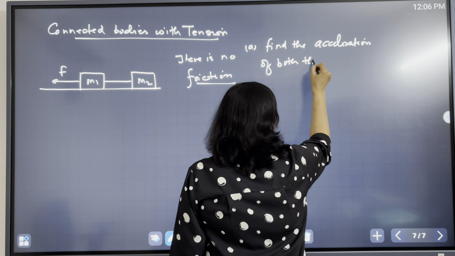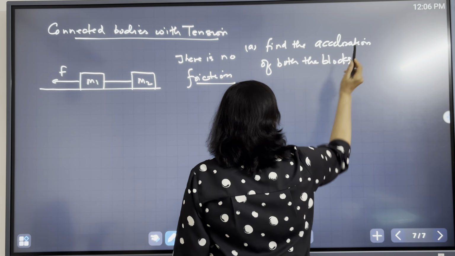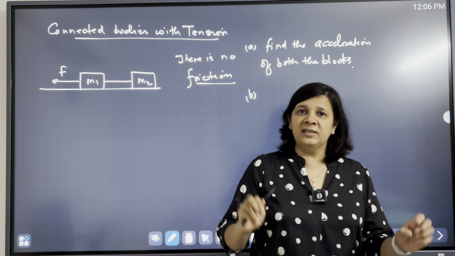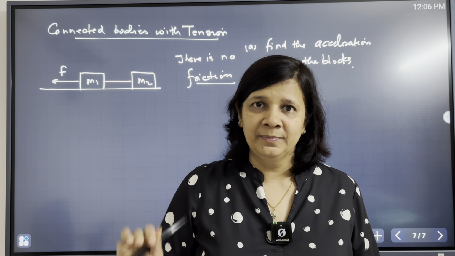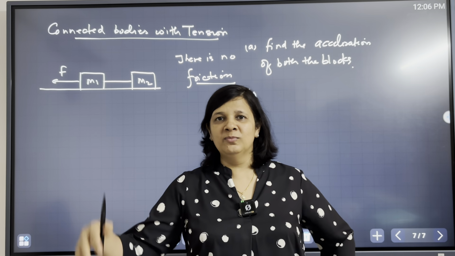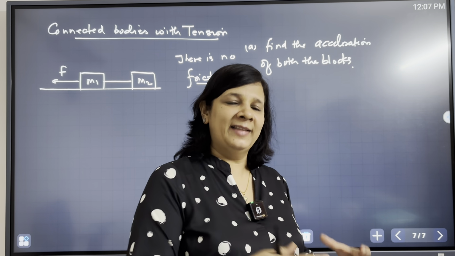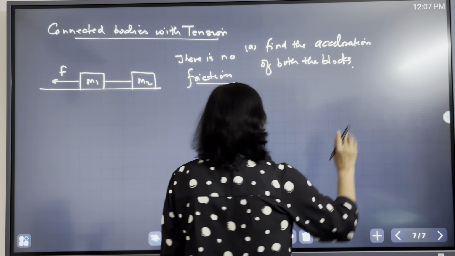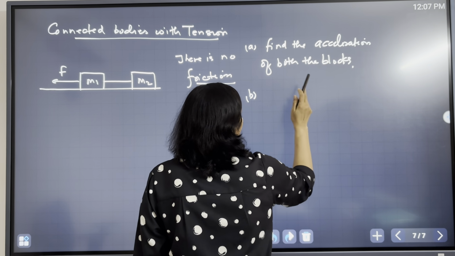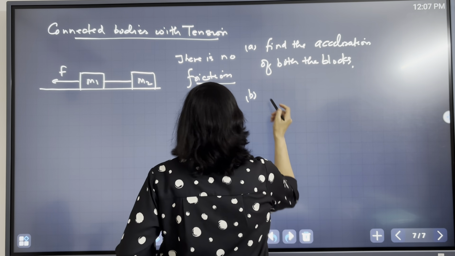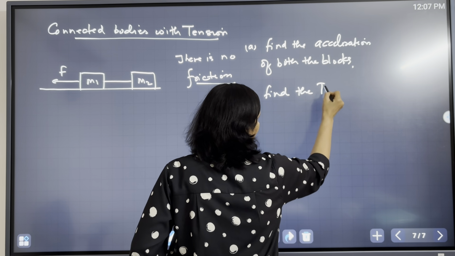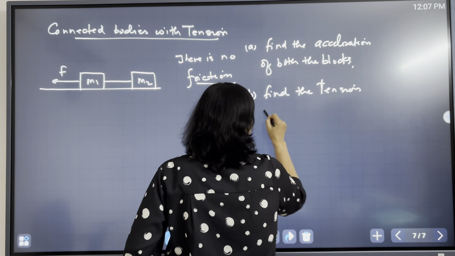Find the acceleration of both the blocks till the time both the blocks are moving with the same acceleration. It is simpler to calculate. Okay, one can also calculate, for example, in the case of moving pulleys or wedges, that the objects are moving with different accelerations. Those are a bit advanced problems. We'll look at that later on. Find the acceleration of both the blocks and find the tension in the rope.